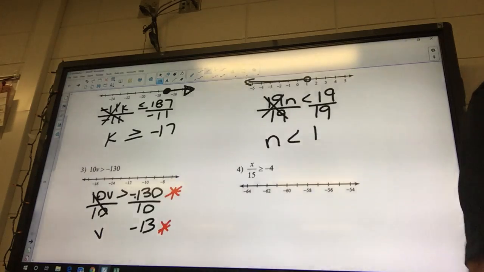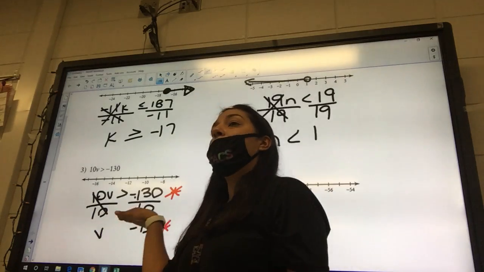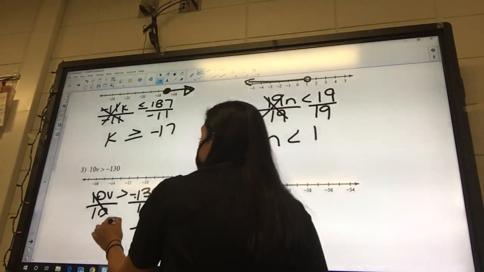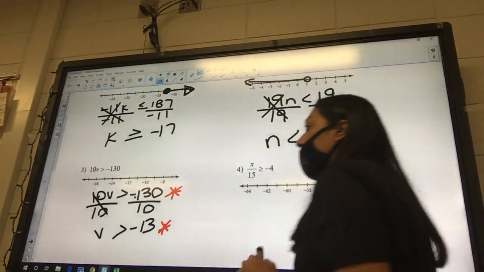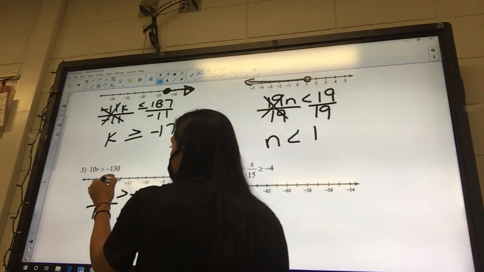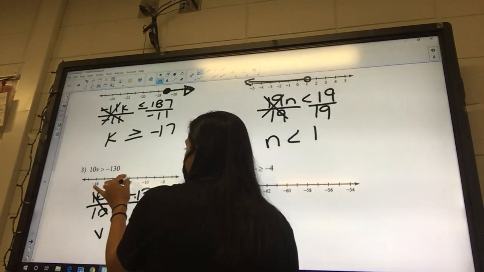Listen to what I said. If you're multiplying or dividing by a negative, then you have to flip the sign. So we are dividing by a positive number, so we don't need to flip. So our sign is going to be the same. Okay, so we got to go to negative 13 and put an open dot pointed towards the right.